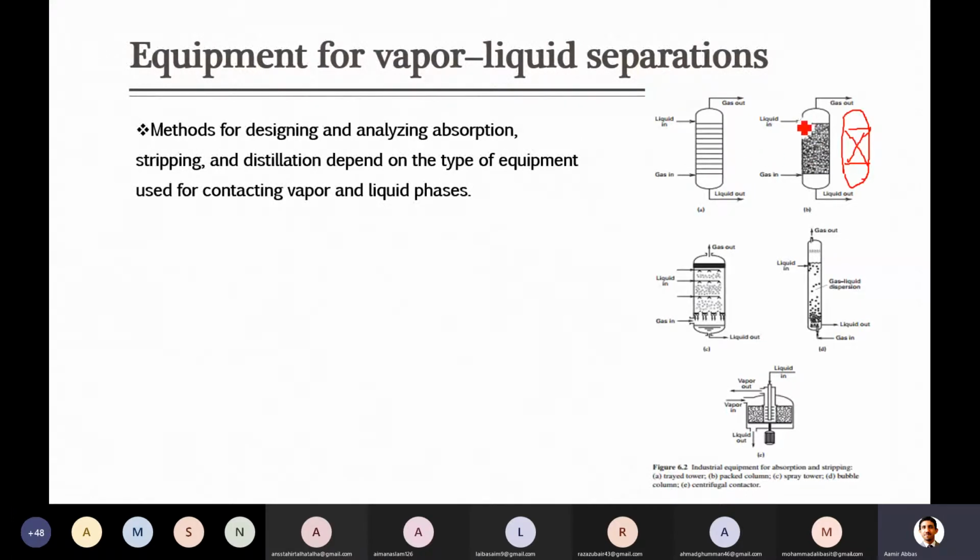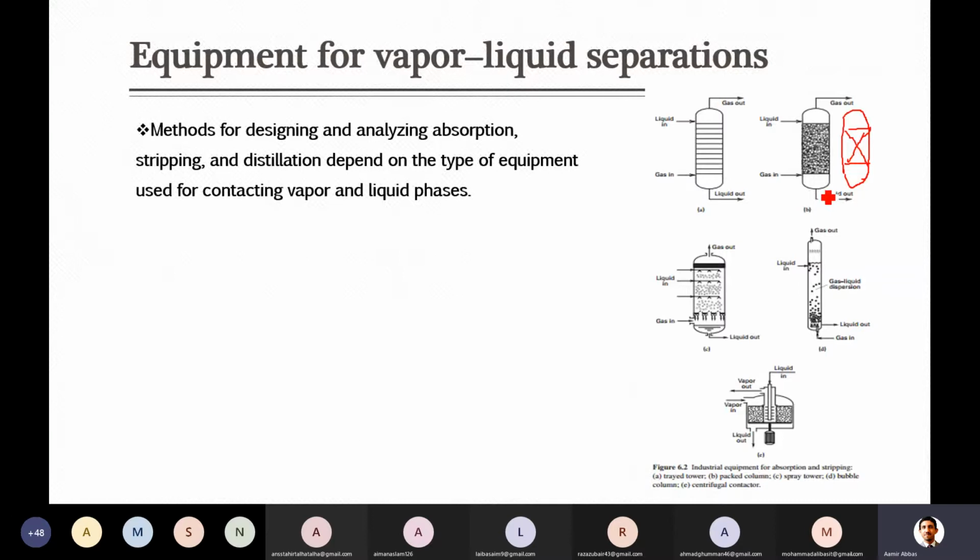Here in this kind of equipment, in packed columns, the liquid keeps on flowing down throughout the column. It doesn't stay, which is what happens in the case of trays. Here it is continuously moving down. It will be flowing down on the surface of the packing and then will leave from the bottom.